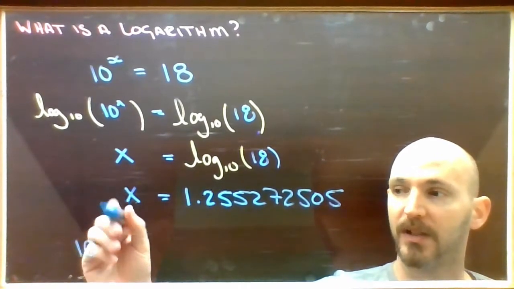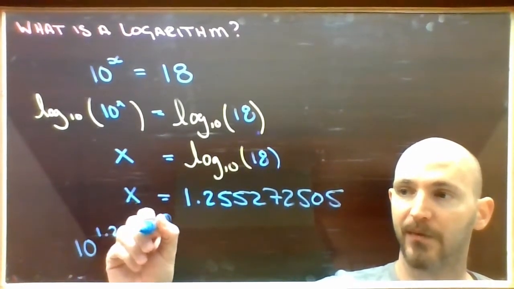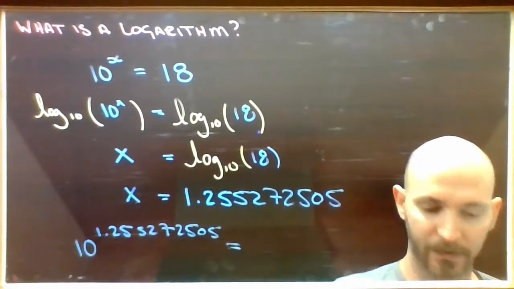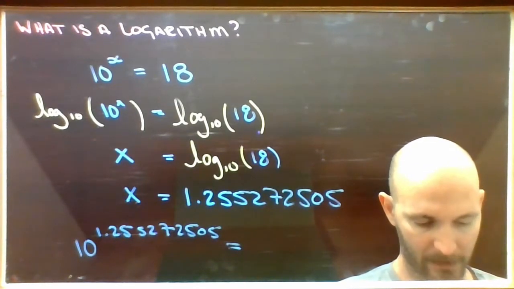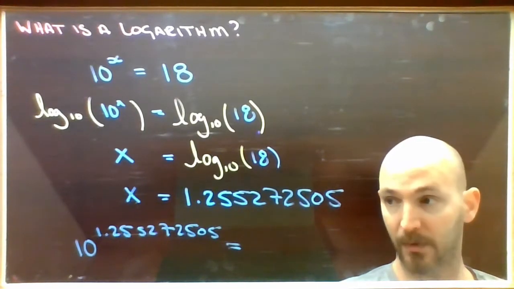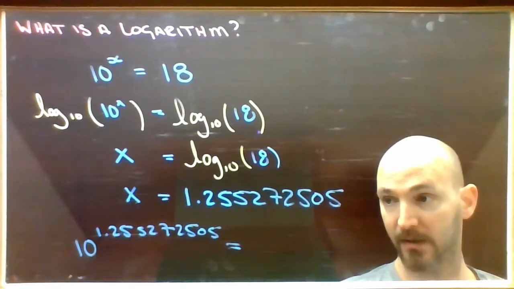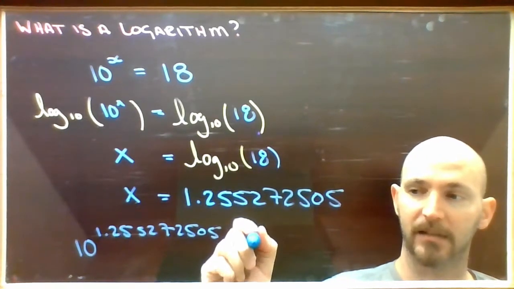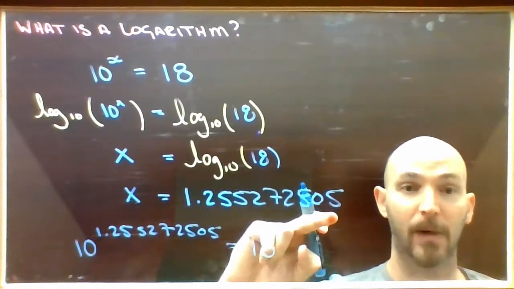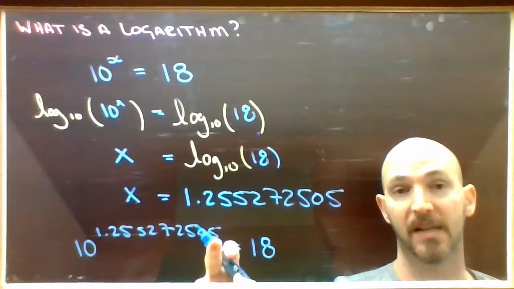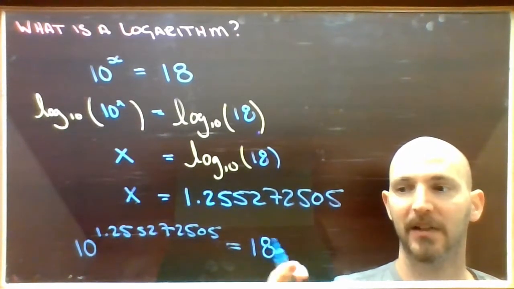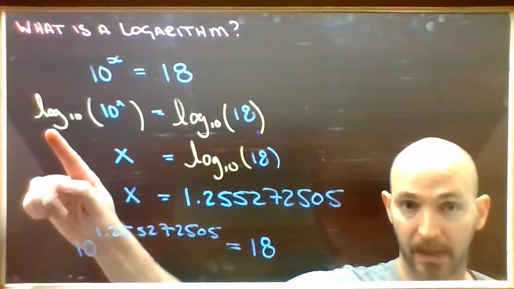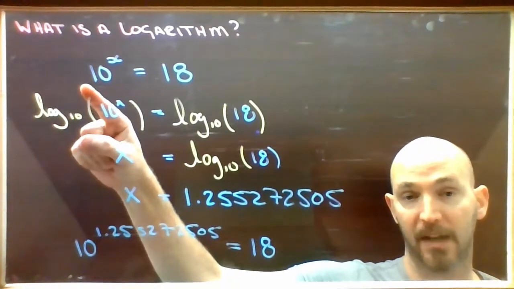10 to the exponent 1.255272505 gives me 18 on the nose. Now there is a little rounding error here, but by the time I put all those decimal points in, the calculator just gives up and rounds it up to 18 for me. So I've been able to use this log button to solve base 10 exponentials.